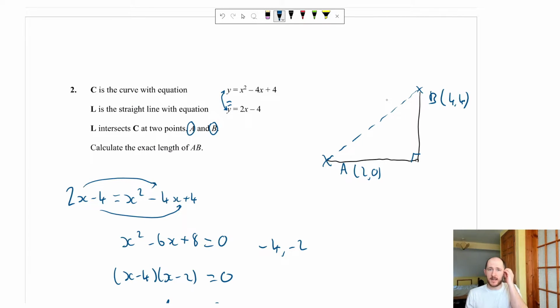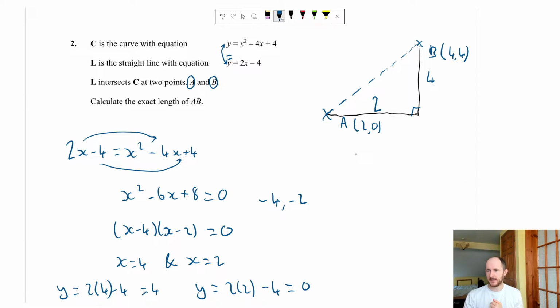And now we can actually work out the length. When I do the length, what I like to do is work out the length of the bottom side, which is the difference in the x coordinates. It goes from 2 to 4, so the difference is 2, sorry, it's because I was looking ahead. And then the height is the difference in the y coordinates. So 0 to 4 is a difference of 4. Which means the length AB is going to be the square root of 2 squared plus 4 squared.